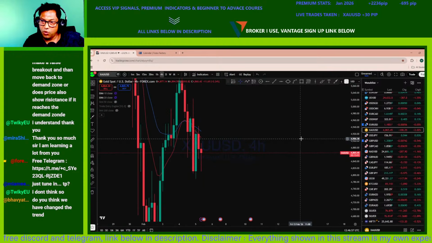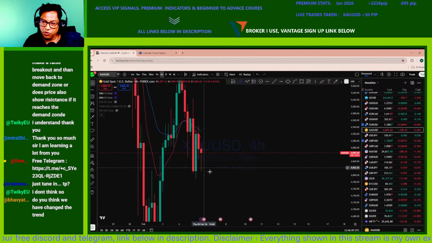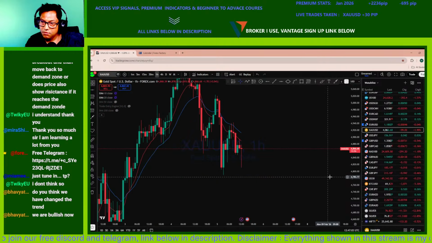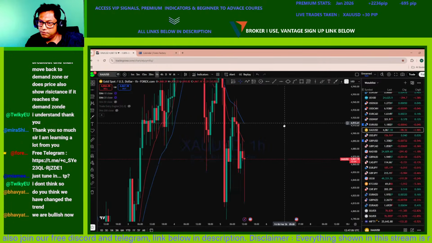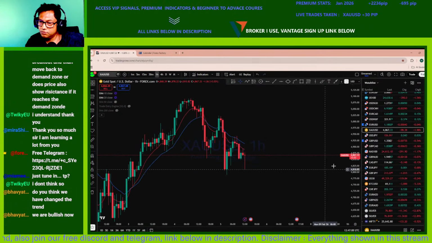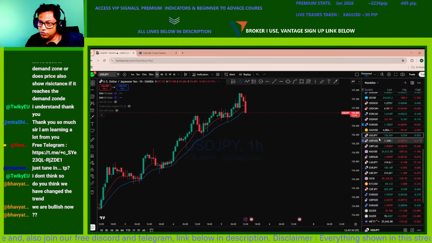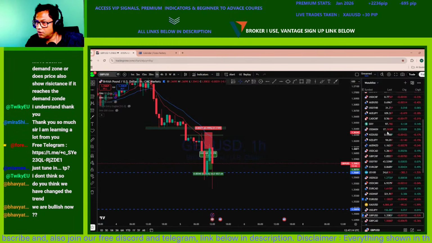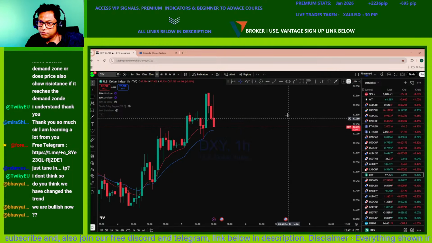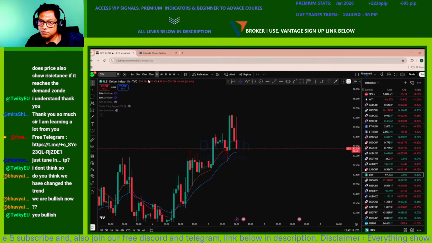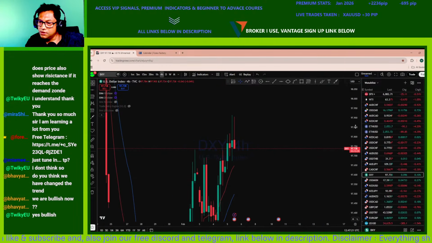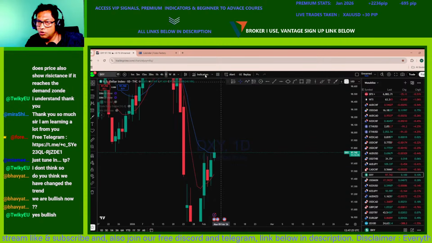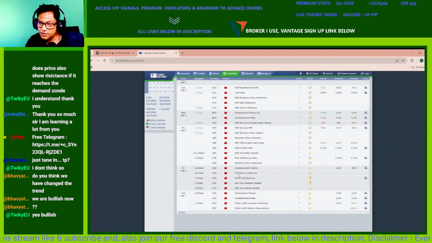If you look at the 4 hour here, bearish engulfer followed by long wick, and 1 hour here. It's too early for the trend change. How does the DXY look? Some movement on DXY as we are progressing towards another important news.